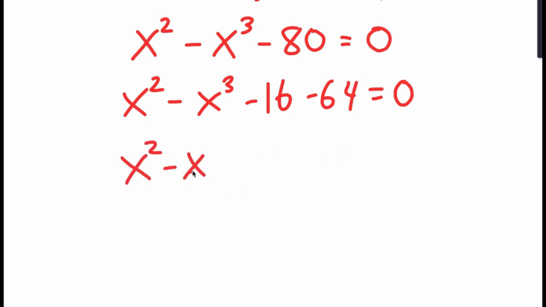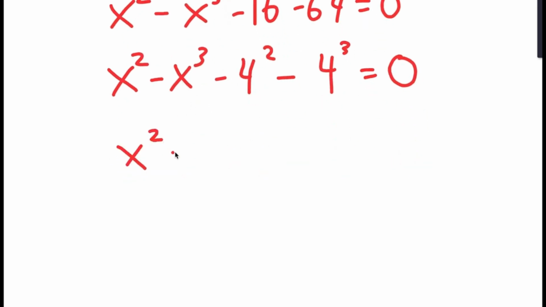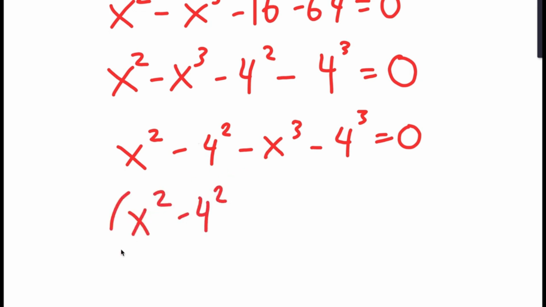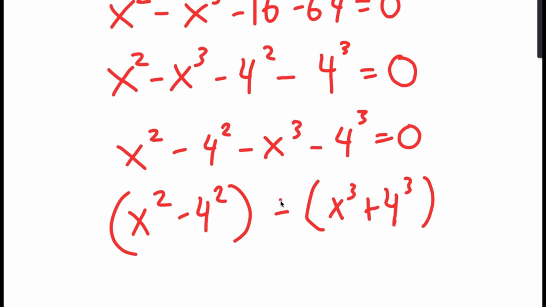Now, I'm going to first rewrite negative 16 as negative 4 squared, and negative 64 as negative 4 to the power of 3. And I'm going to group x squared with negative 4 squared, and x to the power of 3 with negative 4 to the power of 3. So now, there's two properties that I'm going to use. And before that, I'm going to rewrite this as x squared minus 4 squared, and I'm going to group this minus x to the power of 3 plus 4 to the power of 3. We put this plus because this negative sign distributes.